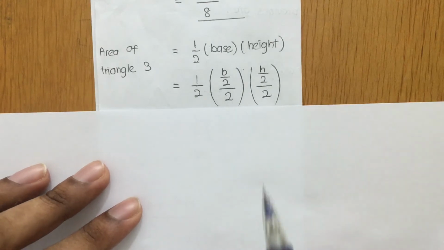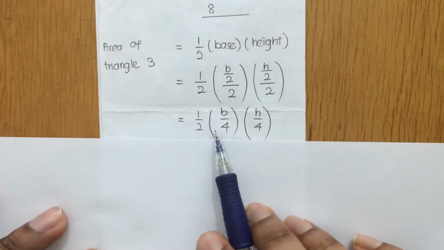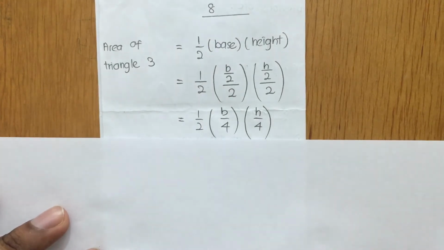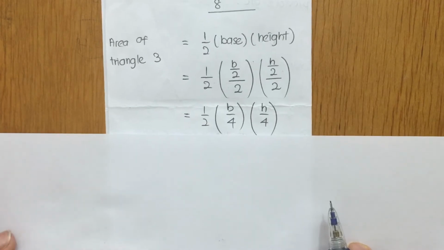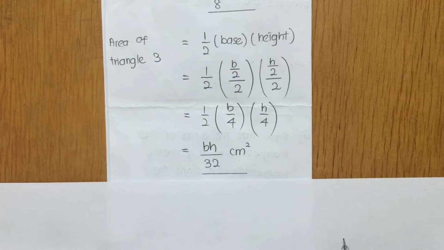You calculate inside the bracket first. So from here you should get half times B over 4 times H over 4. Then you calculate this together. So from here you should get your answer BH over 32 centimeter square. So this is your first step, guys.